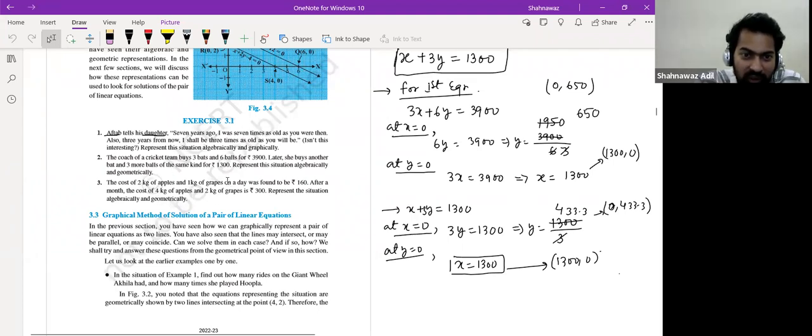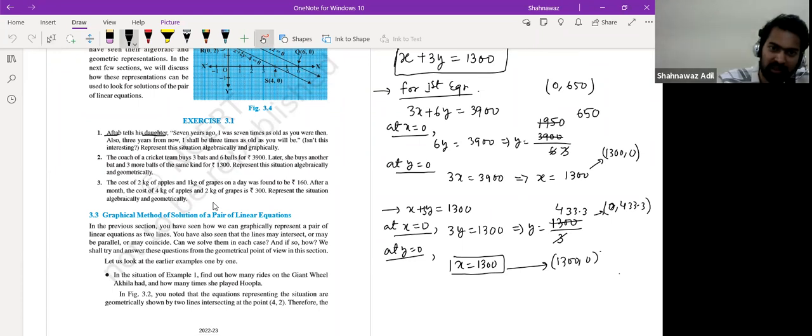So what will be the X and Y? X will be the price of 1 kg of apples, and the price of 1 kg of grapes will be Y. So directly you can solve the equation, right? So this will be 2x plus y equals 160, right?